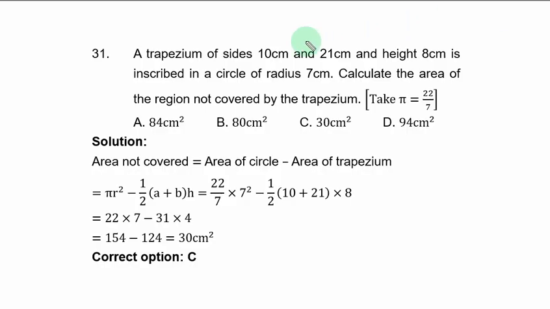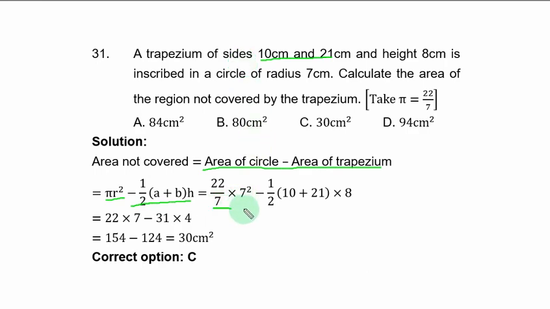Question 31. A trapezium of sides 10 cm and 21 cm and height 8 cm is inscribed in a circle of radius 7 cm. Calculate the area of the region not covered by the trapezium. The area not covered is equal to area of circle minus area of trapezium. So area of circle is pi r squared, and this is the area of a trapezium. So A and B, that is a sum of parallel sides. So A is 10, B is 21, and H is 8, while the radius of the circle is 7.